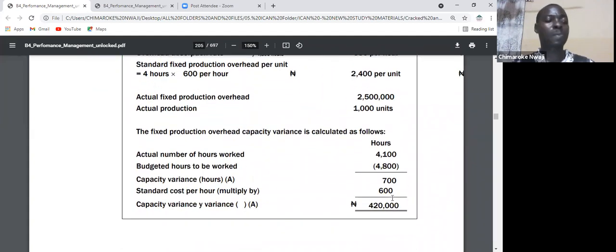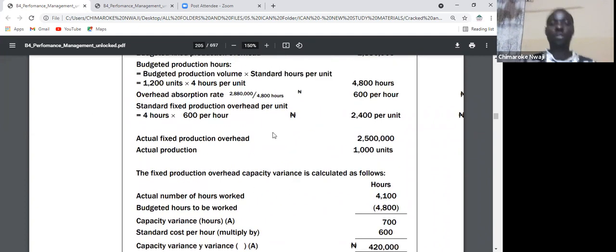So we looked at it again. Actual hours worked is 4,100. But what is the budgeted hours that should be worked? The budgeted hours that should be worked is 4,800, based on the fact that we planned 1,200 units. So you see here now that we are using the fixed budget.